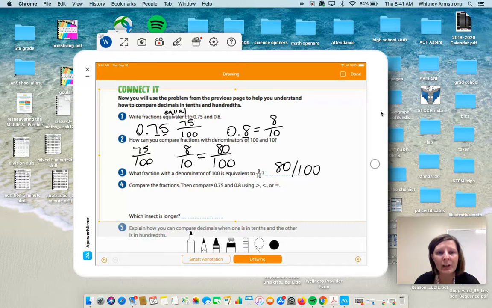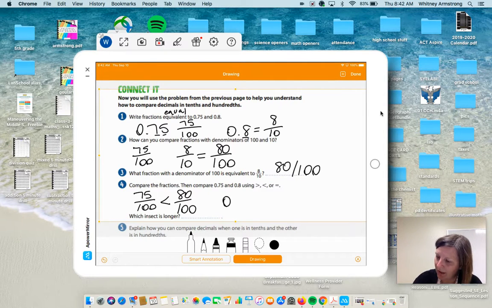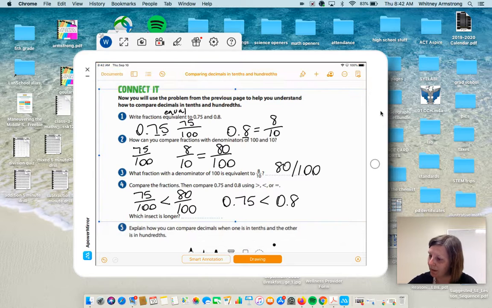And compare the fractions, then compare 0.75 and 0.8 using greater than, less than, or equal to. So if we're going to compare our fractions, 75 over 100 is less than 80 over 100, and 0.75 is less than 0.8. So if your fraction is bigger, then your decimal equivalent is going to be bigger. That's just the rule. So let's go on down.